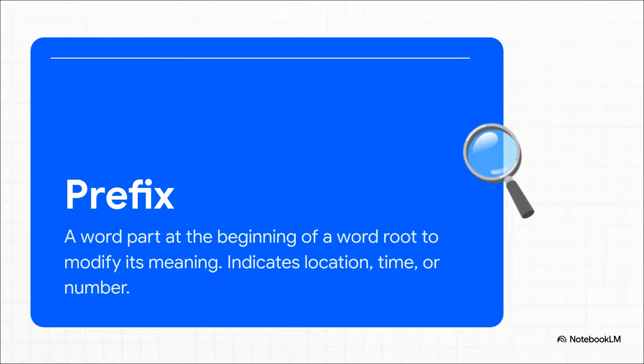Simple enough. Next, we've got the prefix. This little guy gets attached to the front of the word root, and it acts kind of like an adjective. It modifies the meaning, telling you about location or time or maybe how many. For instance, the prefix epi means on top of.